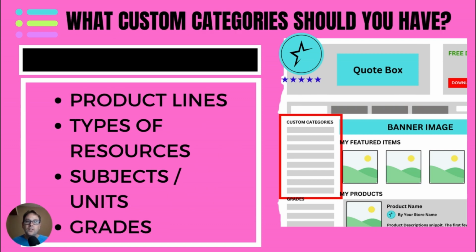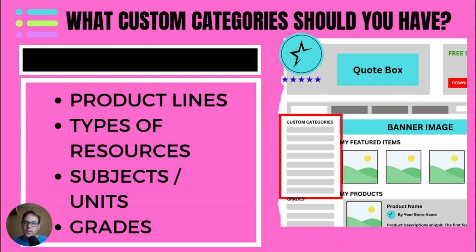So, what custom categories should you have? Try to think through your best resources, your product lines, the types of products that you have. You saw I had color by numbers. Maybe you have lesson plans or labs or stations or activities or whatever. But the types of resources, the subjects, the grades, or the units inside the subjects, all these things can be custom categories. Think through how you think they're going to navigate through your TpT store, and then try to set up your categories to help facilitate easier navigation.